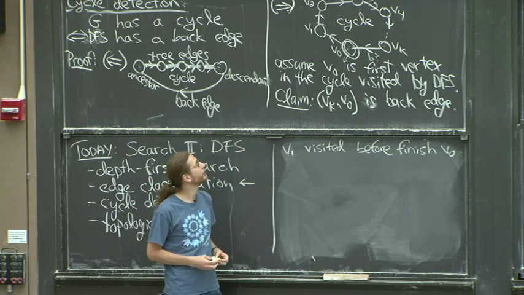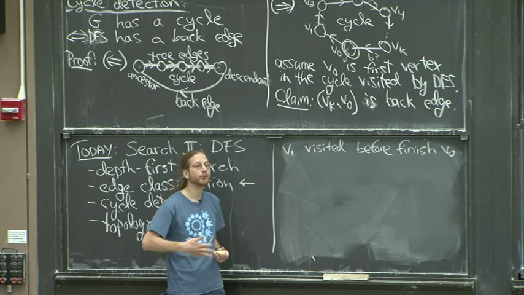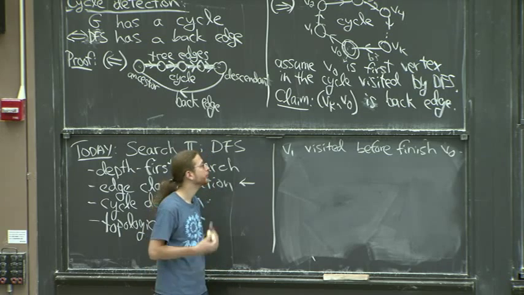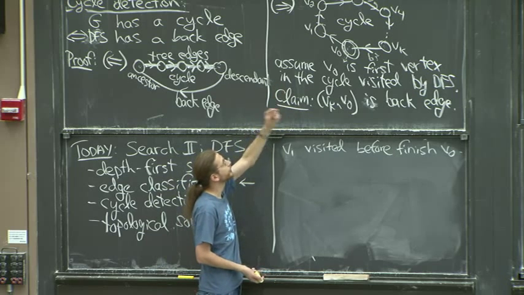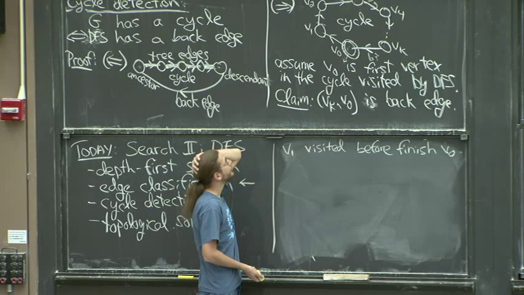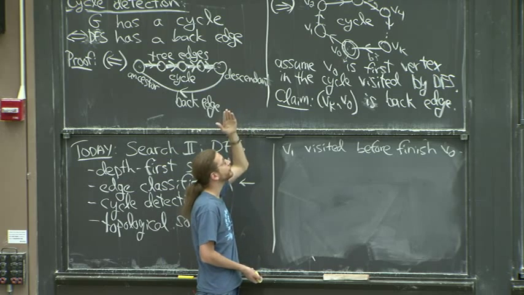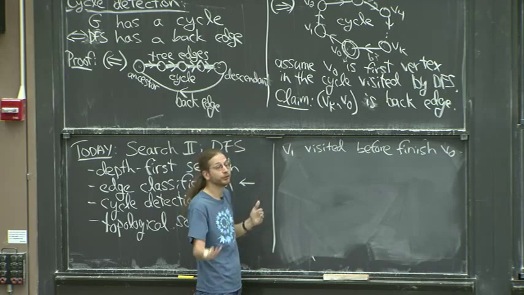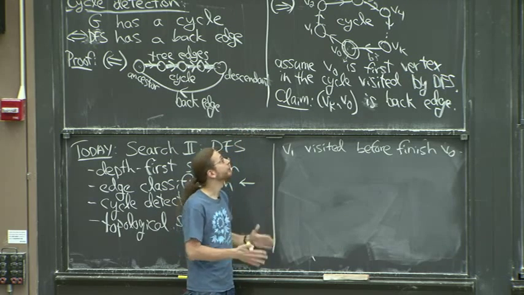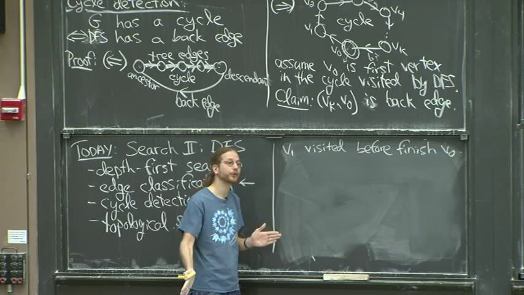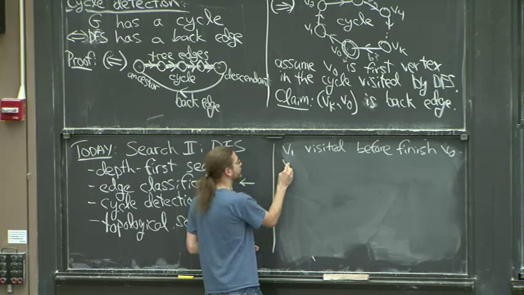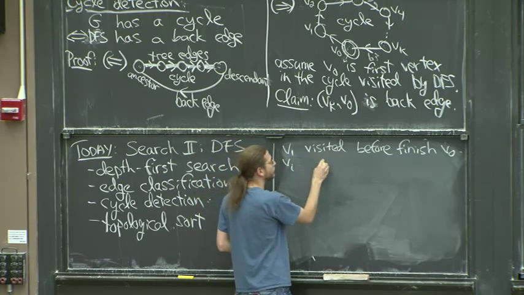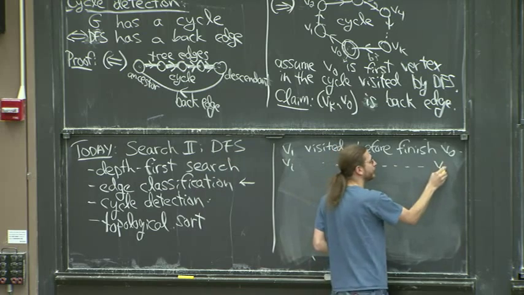Same goes actually for all the vi's, because they're all reachable from v0. You can prove this by induction. You have to visit v1 before you finish visiting v0. You'll have to visit v2 before you finish visiting v1, although you might actually visit v2 before v1. You'll finish v2 before you finish v1, and so on. So vi will be visited before you finish vi minus 1.